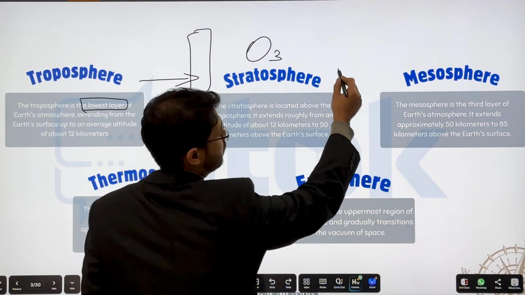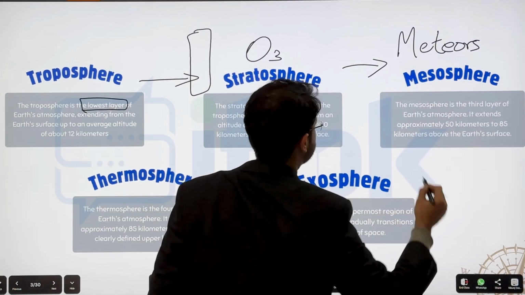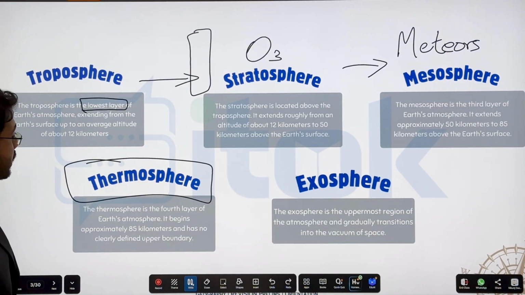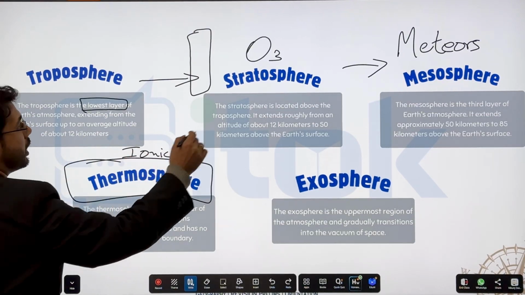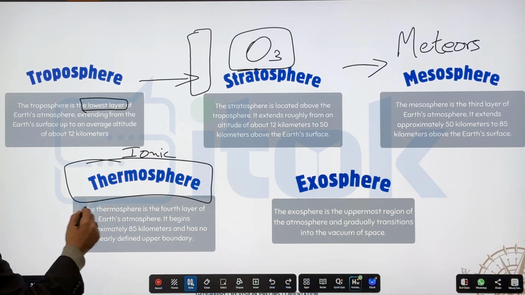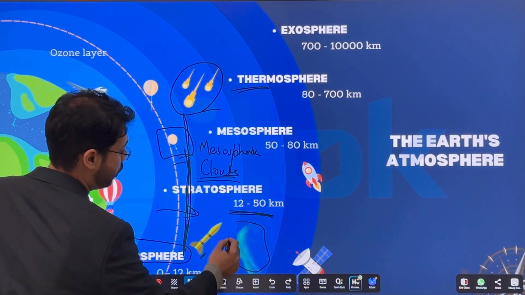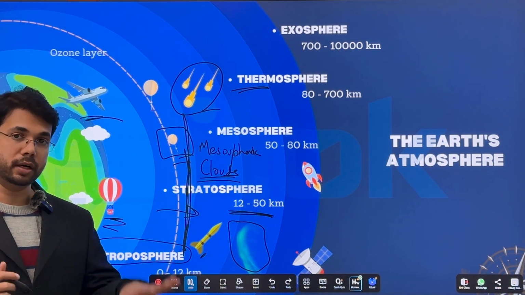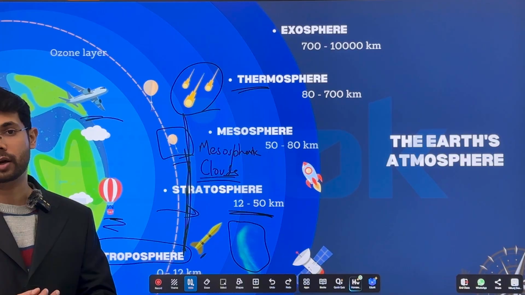After this comes mesosphere. This is famous for meteors and mesospheric clouds. After mesosphere, we have the thermosphere. This layer has ions. This is called the ionic layer also. Stratosphere has the ozone layer, thermosphere has ions. That's why in thermosphere you will also come across auroras. These are called aurora australis and aurora borealis. Aurora australis is down under close to Australia, and aurora borealis is happening currently around Scandinavian countries.